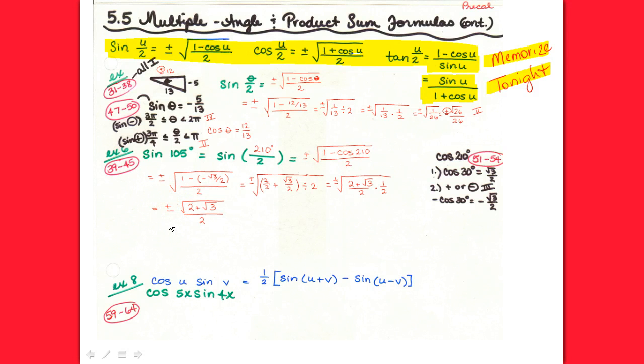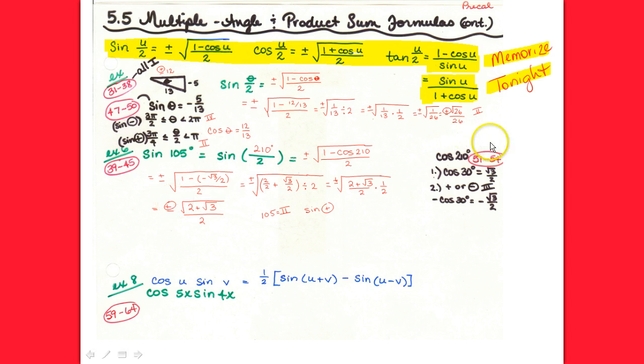Because remember, we were trying to find the sine of 105, right? The sine of 105 isn't going to be both positive and negative. It's going to be one or the other. So where is 105? What quadrant? Second, right. And what is sine in the second quadrant? Positive. So we're going to say, since 105 is in the second quadrant, we're looking for the sine there. It's positive. So we're going to choose the positive value for out in front here.